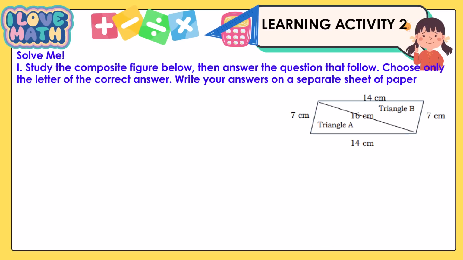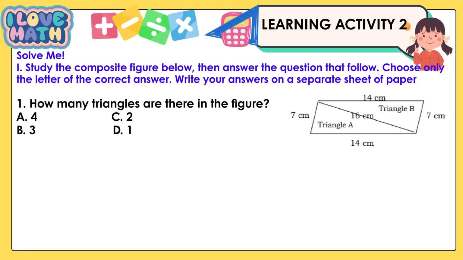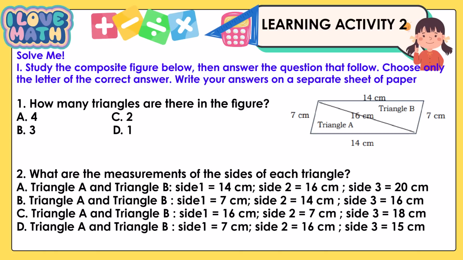Solve me. Part 1, study the composite figure below, then answer the questions that follow. Choose only the letter of the correct answer and write your answers on a separate sheet of paper. Number 1, how many triangles are there in the figure? Number 2, what are the measurements of the sides of each triangle?